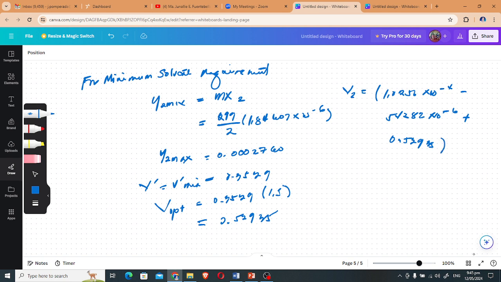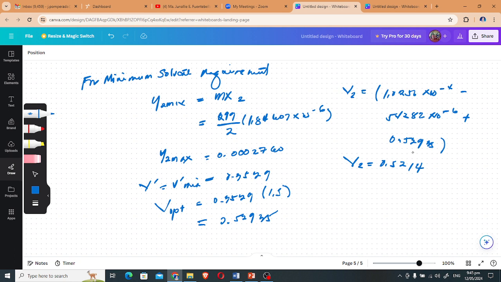So you will have 1.0256 times 10 raised to negative 4 plus 5.1282 times 10 raised to negative 6, and we have 0.52935. So your answer for V2, this is the final gas phase that leaves the tower, is equal to 0.5294.